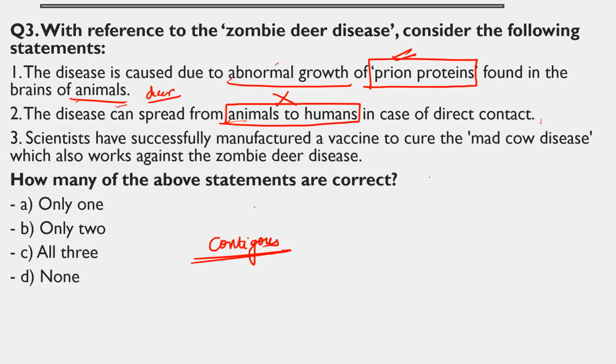Scientists are actually working to develop a vaccine to cure this. So the third statement is totally wrong, that scientists have successfully manufactured a vaccine to cure the mad cow disease. No, there are no treatments or vaccines at present. This chronic wasting disease may spread from animals to humans in the upcoming situation, right? So that's how the second statement we can treat as right. First is also right, but the third statement is totally wrong. So the correct answer for the question is B.